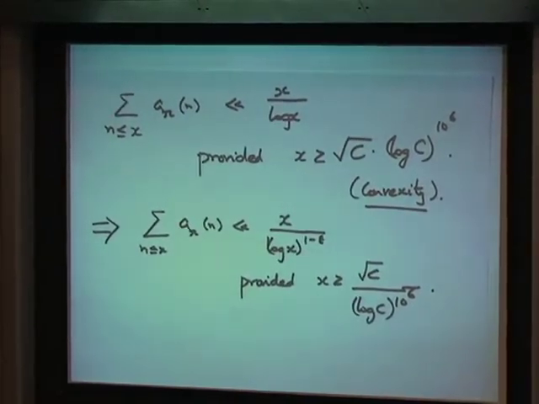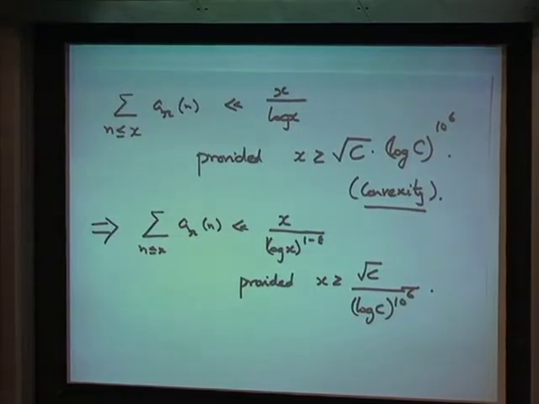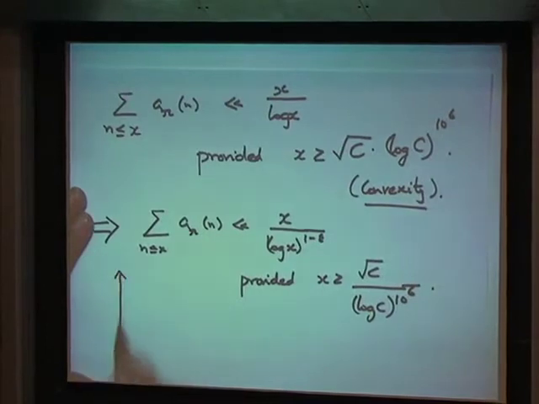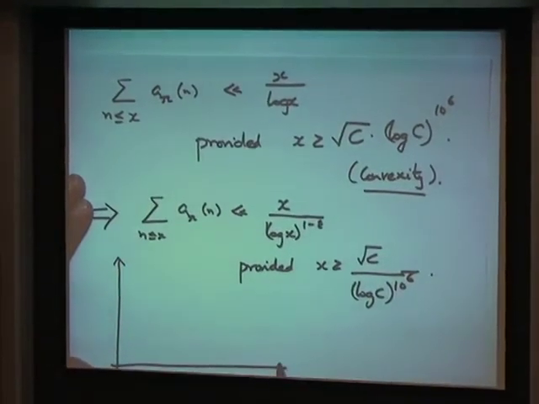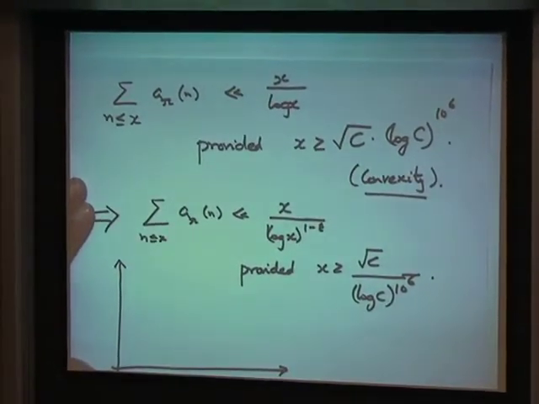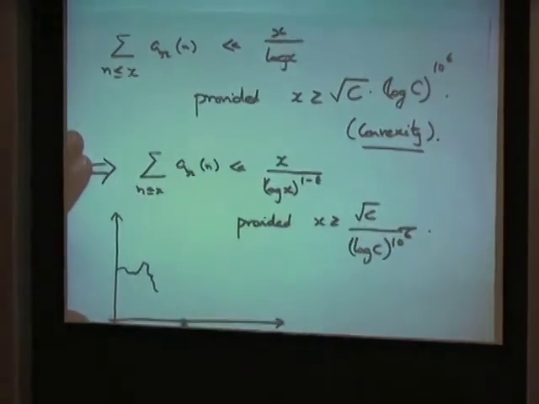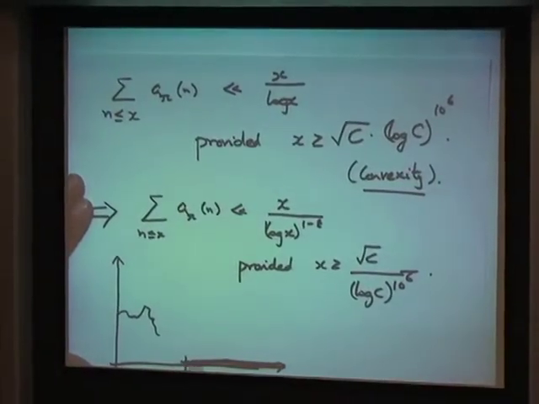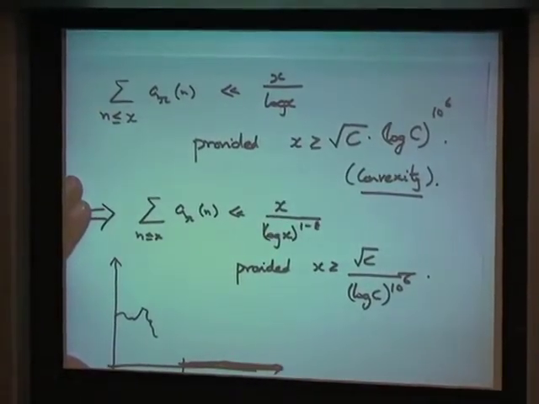Okay, so why is this true? So what am I trying to say? I'm trying to say something like this. Let me draw a graph of the mean values of a multiplicative function. It's doing something initially, whatever it's doing, and I know that from some point onwards it's actually pretty close to 0. Right? This is at the square root of the conductor.